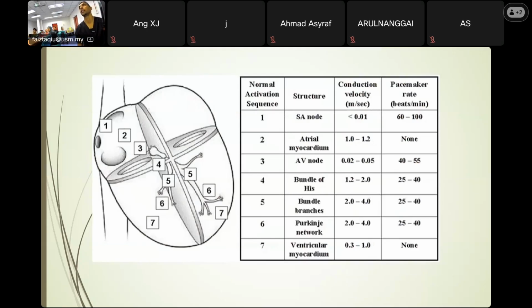I put in this infographic to show the different conduction velocities of the different structures in our heart. We start from the SA node all the way to the ventricular myocardium. For the SA node, it is less than 0.01 meters per second, all the way up to the bundle branches at 2 to 4 meters per second. This plays a very important role. Later, I'll explain.